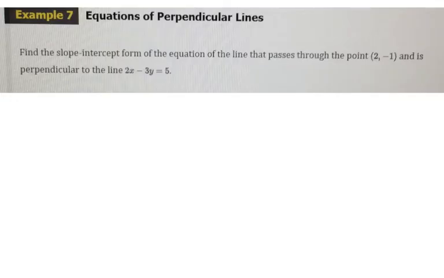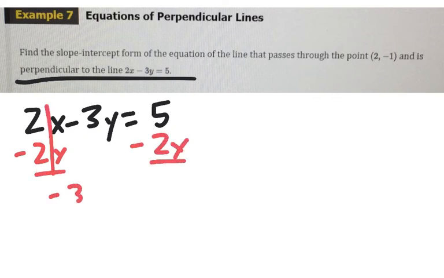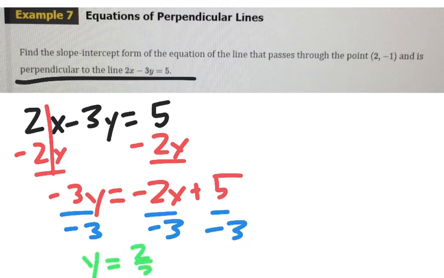Given line. So it's very similar to the last kind of problem, except now I know that we are perpendicular to this line. So if it's perpendicular, it has an opposite reciprocal slope. The first thing I want to do is find the slope of this line. So I'm going to copy down the equation and get it in slope-intercept form. So I subtract 2x. That tells me negative 3y equals negative 2x plus 5. Now I'm going to divide everything by -3, which gives me y equals positive 2/3 x minus 5/3.